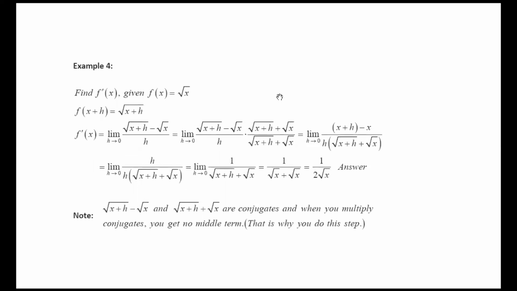Example 4 is a radical, a square root. So f of x plus h is just the square root of x plus h. We substitute into our definition, and we get this. And now what we're going to do is multiply the numerator and denominator by the conjugate of the numerator. Remember what a conjugate is? A plus b and a minus b are conjugates.